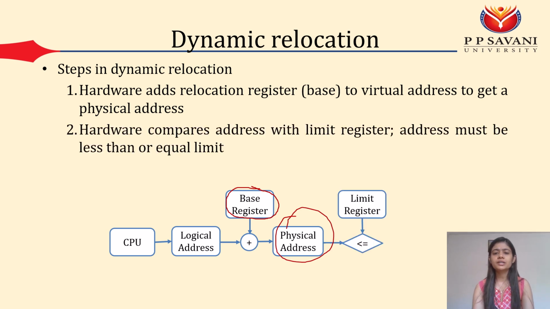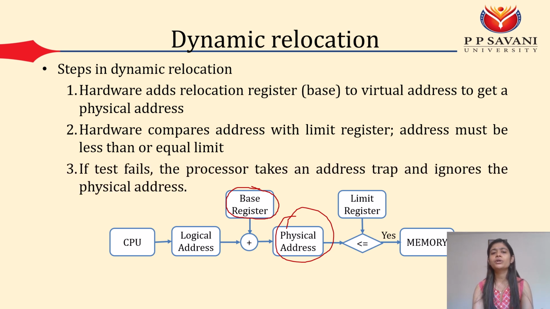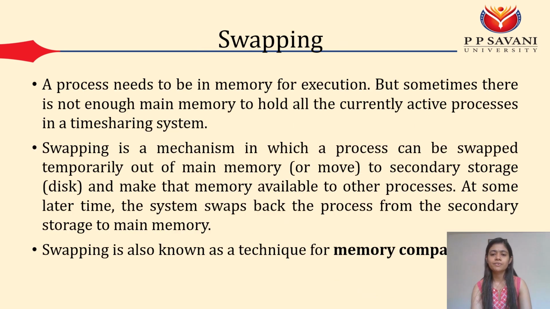After finding the physical address, we check whether it falls within the given limit. If yes, then we allow access to that memory. If it is beyond the limit register, then we generate an error, or let's say a trap instruction, to tell the operating system to ignore this request because it wants to access data which is not accessible. So an address error is generated to inform the CPU to kindly generate a proper logical address.